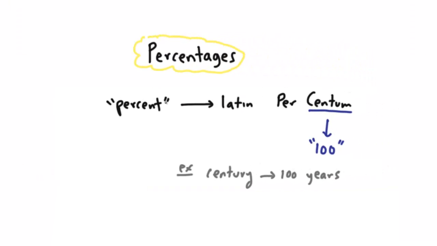Hi everyone, for this lesson I'll show you examples with percentages. The word percent comes from Latin, percentum, and centum in Latin is 100. An example that we use is a century is 100 years.